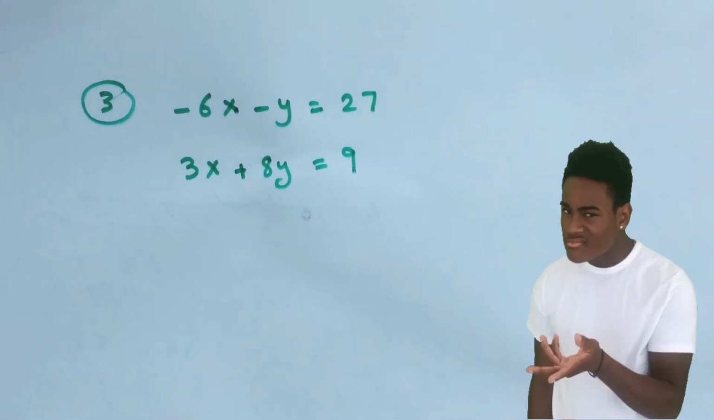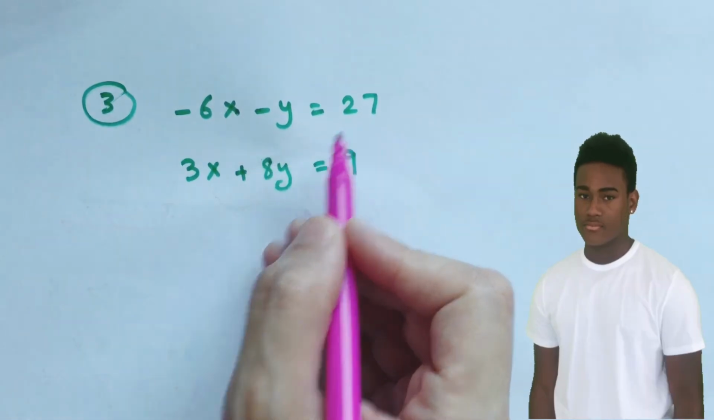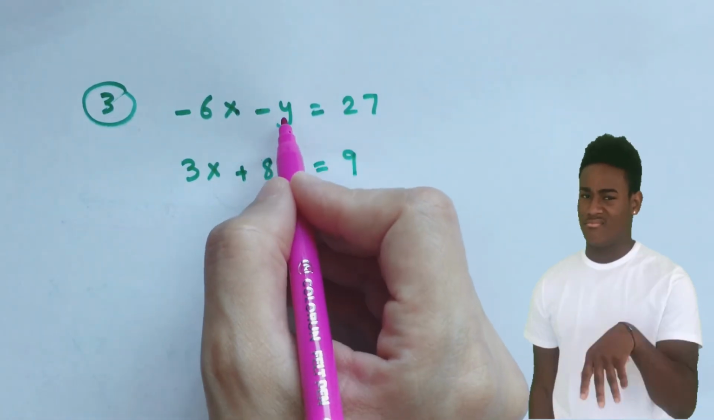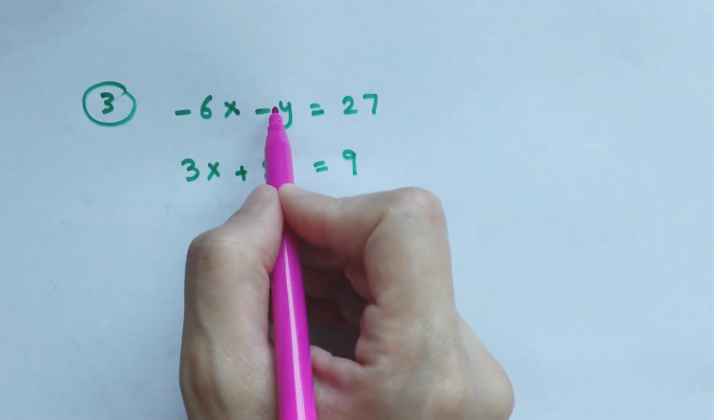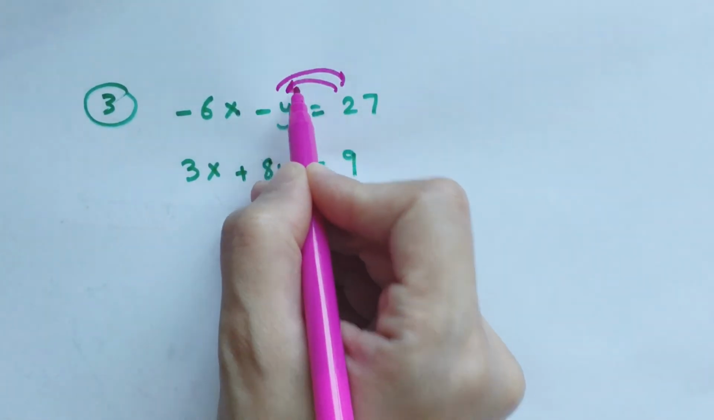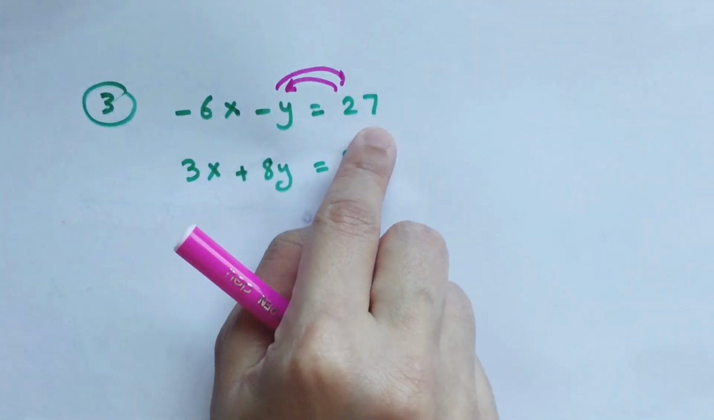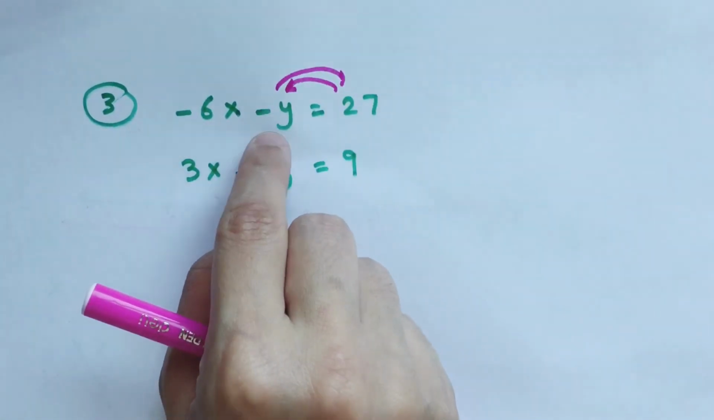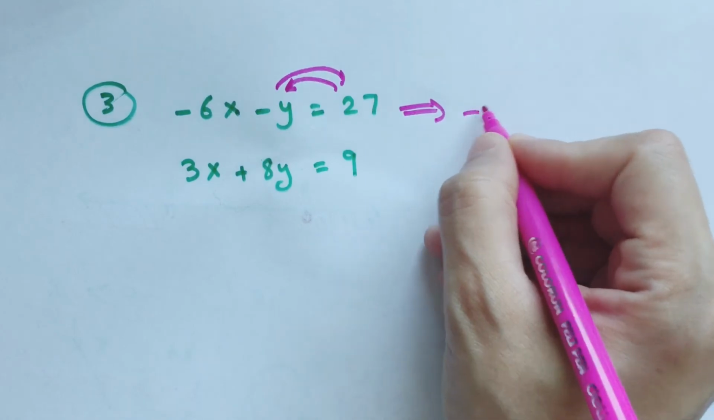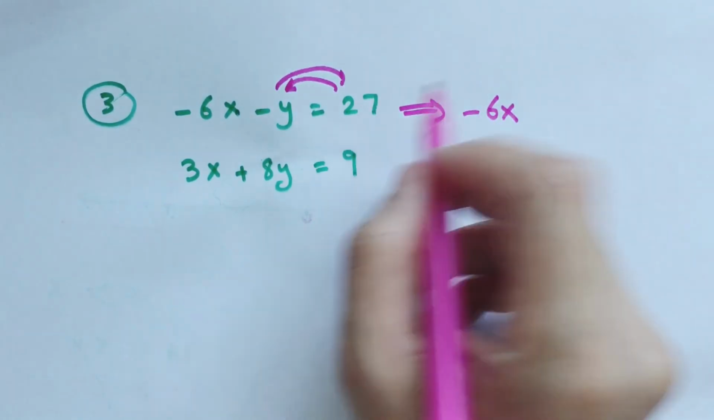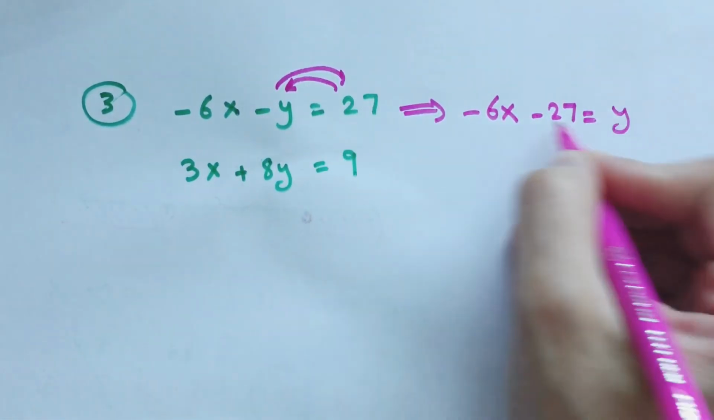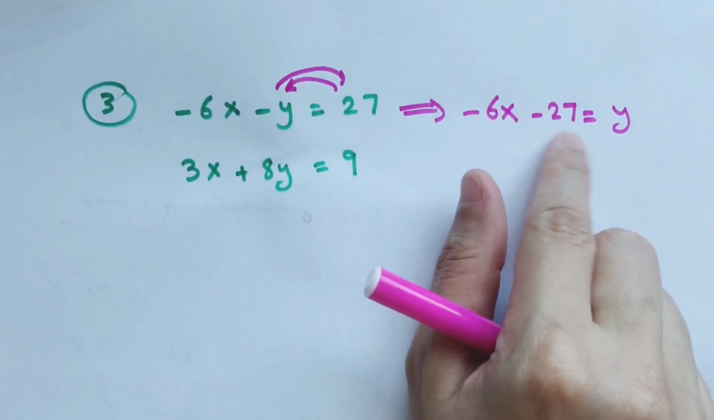The last example for today is negative 6x minus y equals 27 and 3x plus 8y equals 9. Now from the first equation we can see that y is almost alone, so we bring the y to the right side, and the 27 I bring to the other side, so y will be alone. I will not change the negative 6x, and I'll bring the negative 27, and I'll bring the y to the other side. So now y is alone. Y equals negative 6x minus 27.